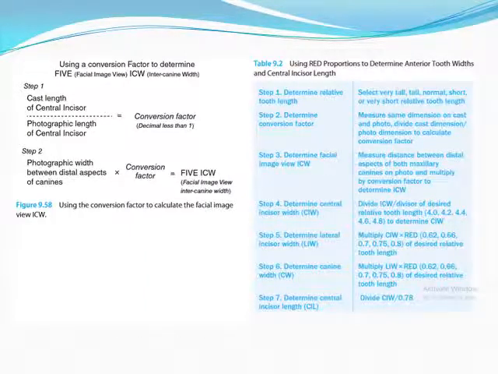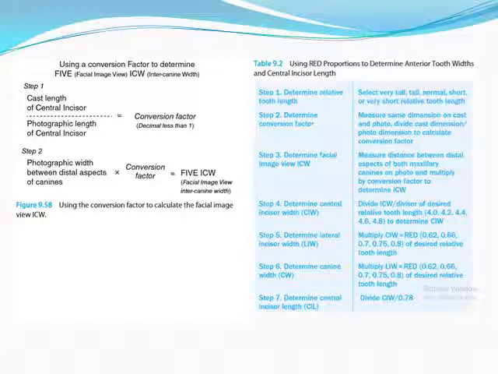So the steps for determining the anterior tooth width for the RED proportion theory are a very important step. Step 1, we should determine the relative tooth length. How can we determine it? We select very tall, normal, short or very short relative tooth length. Number 2, determine the conversion factor. For the conversion factor, we take the length from the cast divided by the length from the photo. Then we will get a number we call the conversion factor.